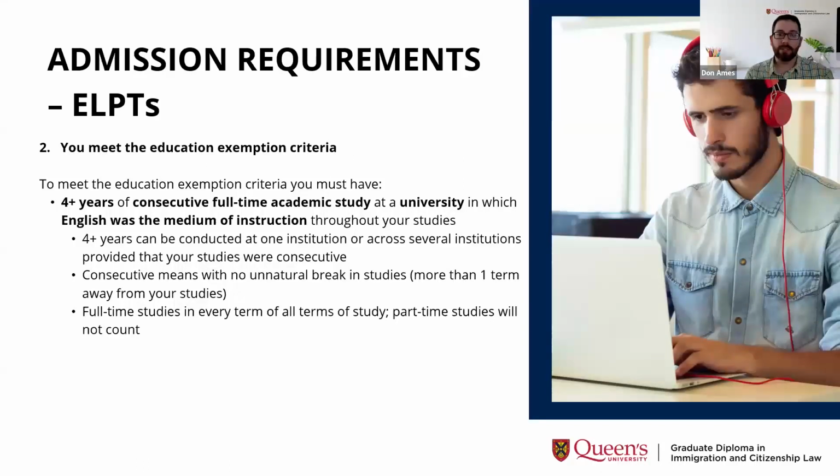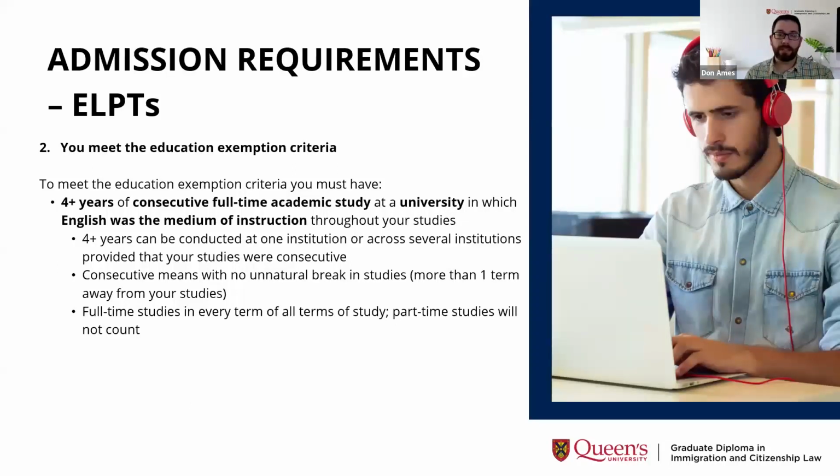That 4 years is typically your standard honors bachelor's degree, but this can be conducted across multiple institutions with no unnatural break. So if you studied at York University for 2 years, and then during the summer you decided to transfer to another institution, and you immediately attended that next institution the following September, that means that your studies are consecutive. If you studied at York University from 2010 to 2012, but didn't return to your studies until 2014, it's no longer consecutive and you're no longer eligible for the exemption.